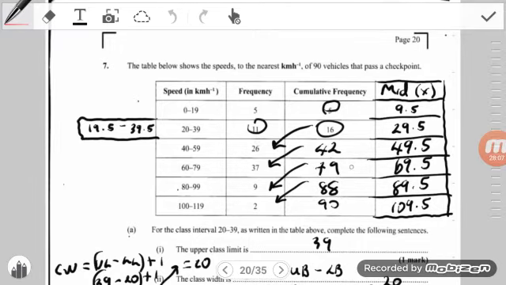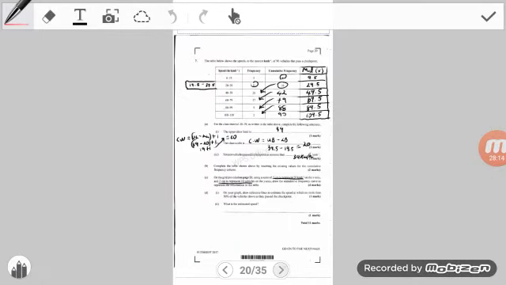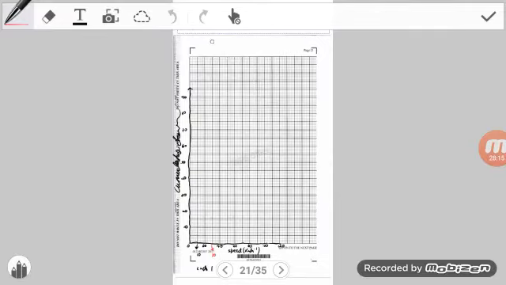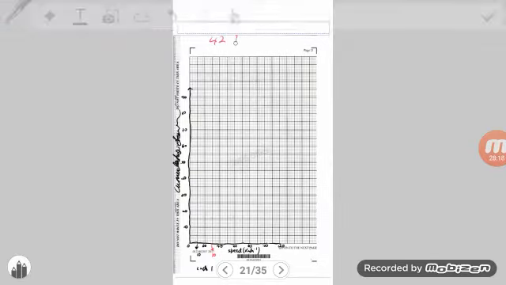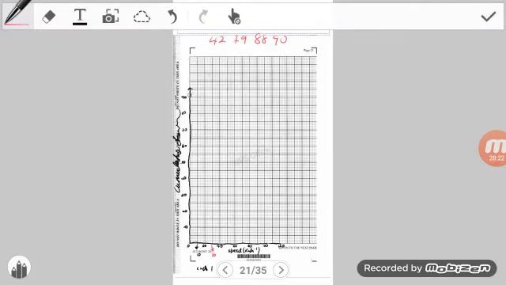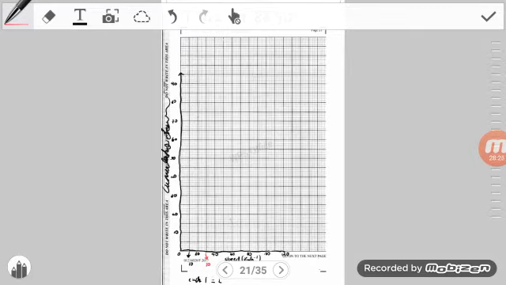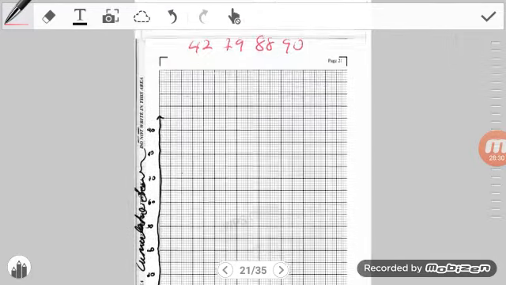So I want to have these in my head. So I know my next three numbers are going to be 42, 79, 88, and 90. So I'm going to write them down over here: 42, 79, 88, and 90. That's going to be the values on my y-axis, because I can't be bothered to be skipping from page back to page. So we have those.